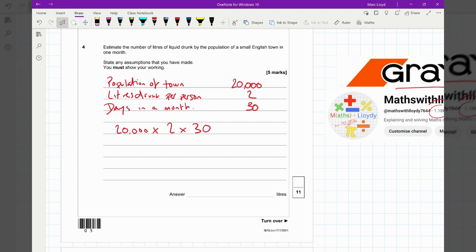So 20,000 times by 2 times by 30 has given us 1, 2. How many zeros have we got? 1, 2, 3, 4, 5 zeros, which makes 1.2 million litres.